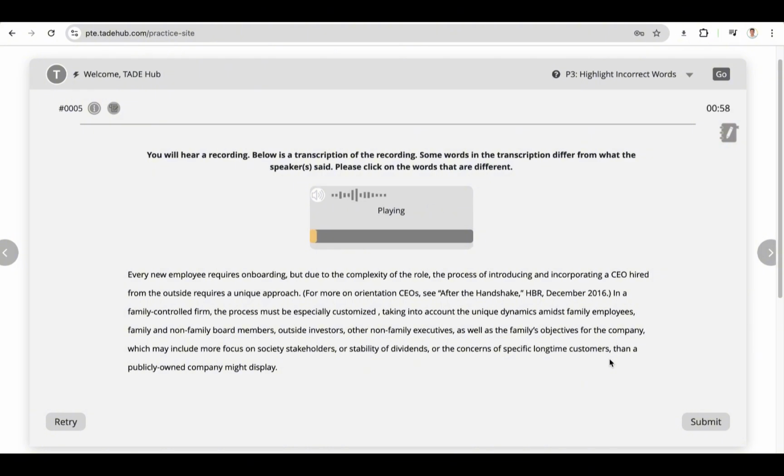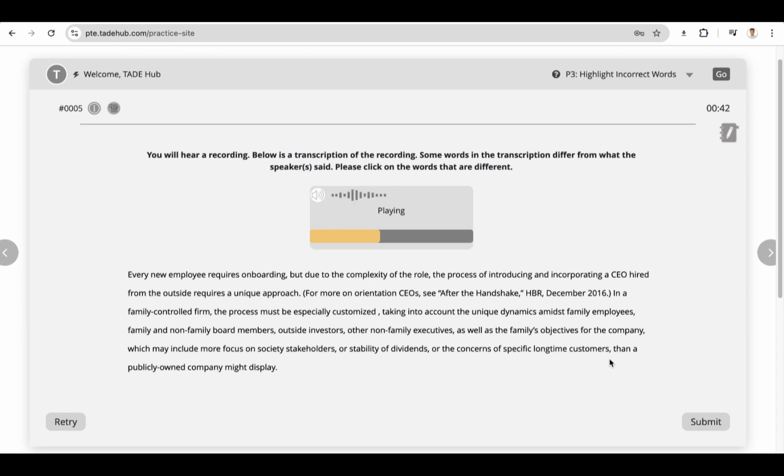Every new employee requires onboarding, but due to the complexity of the role, the process of introducing and integrating a CEO hired from the outside requires a unique approach. For more on onboarding CEOs, see After the Handshake, HBR, December 2016.